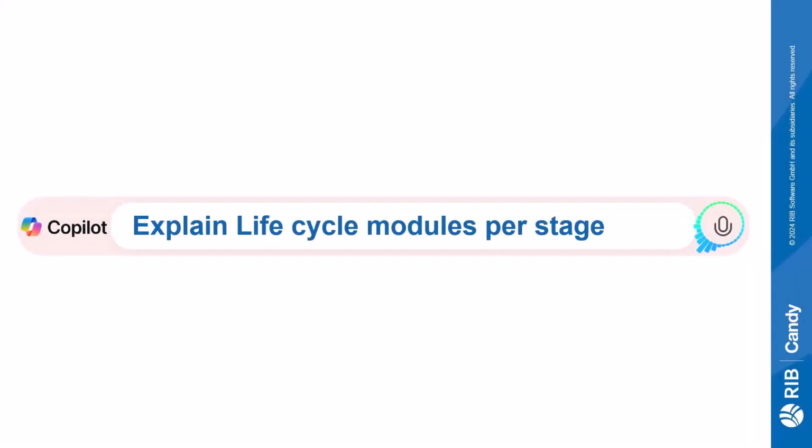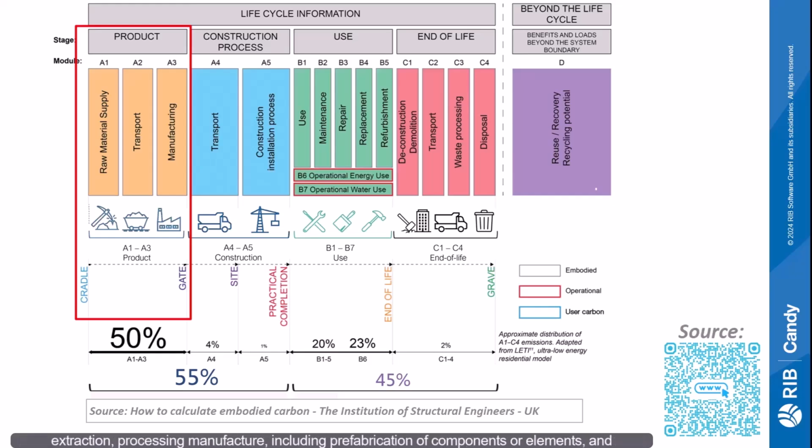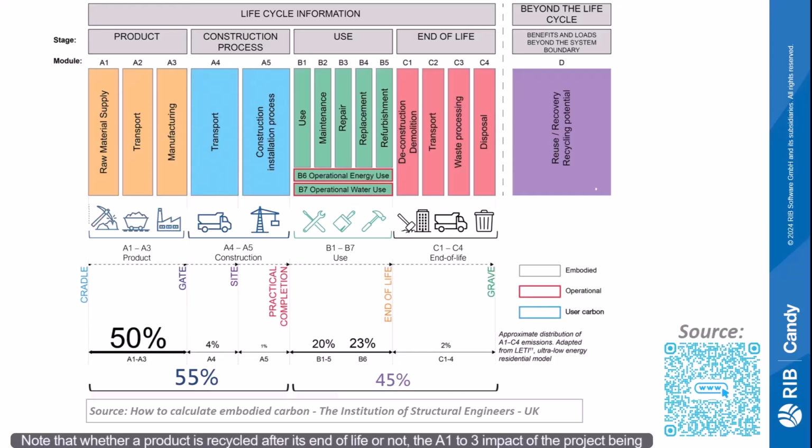Explain the life cycle modules per stage. Product stage, also known as cradle to gate, includes modules A1 to 3, kilogram CO2e released during extraction, processing, manufacture, including prefabrication of components or elements, and transportation of materials between these processes, until the product leaves the factory gates to be taken to site. Note that whether a product is recycled after its end of life or not, the A1 to 3 impact of the project being considered is not affected. This is taken into account in Module D.